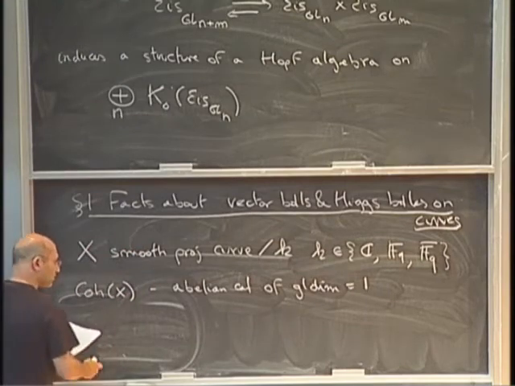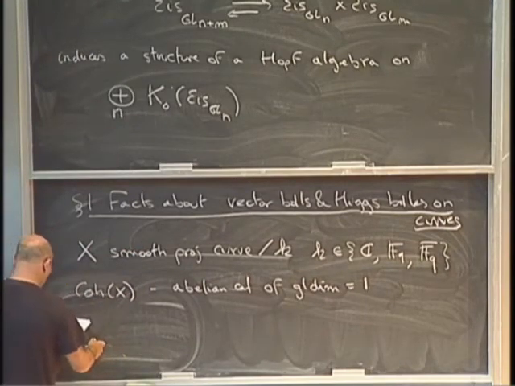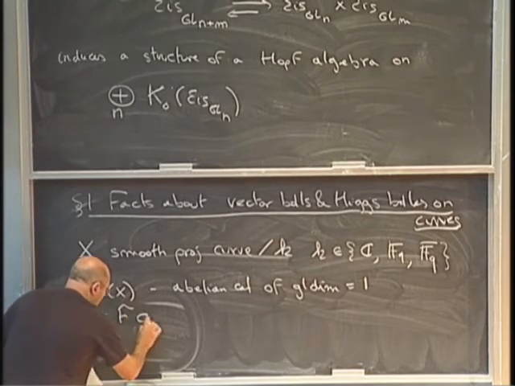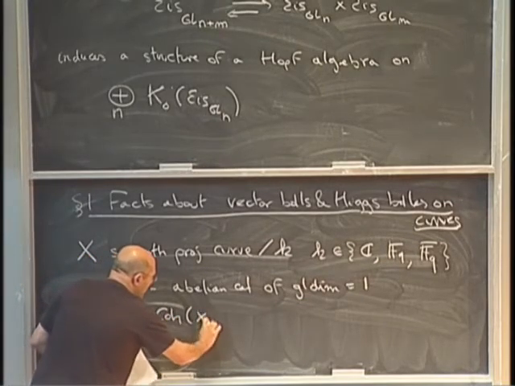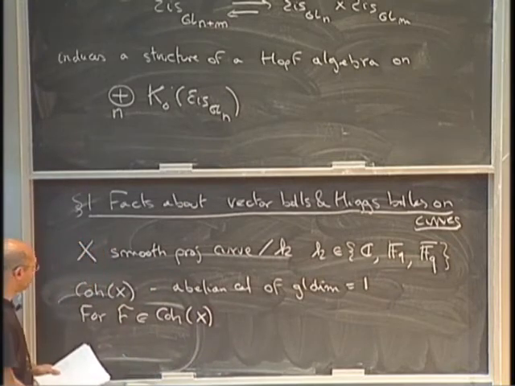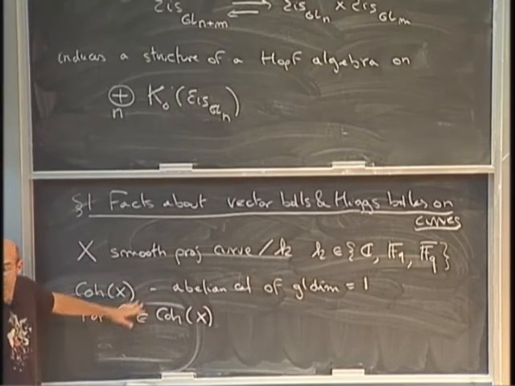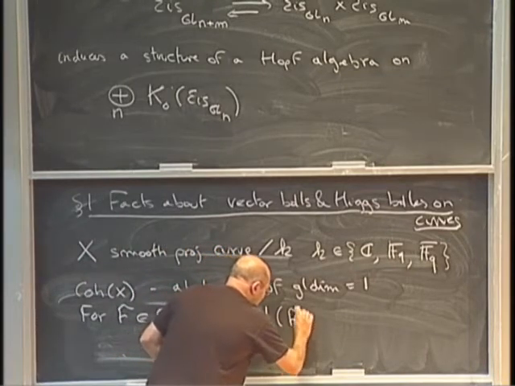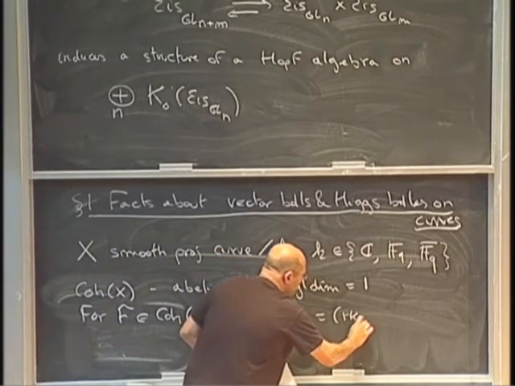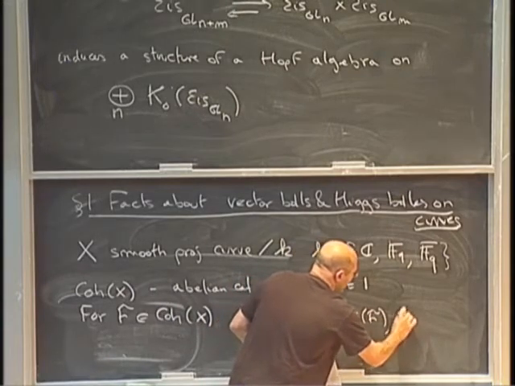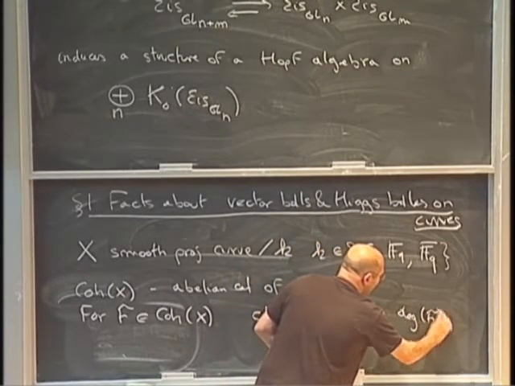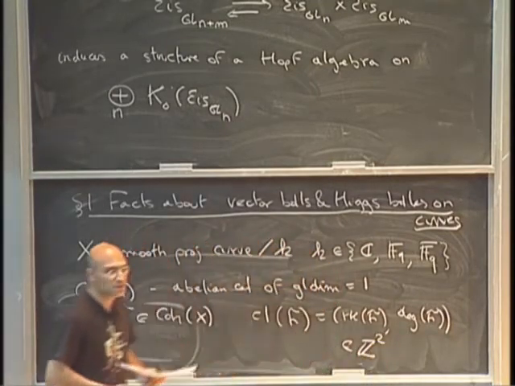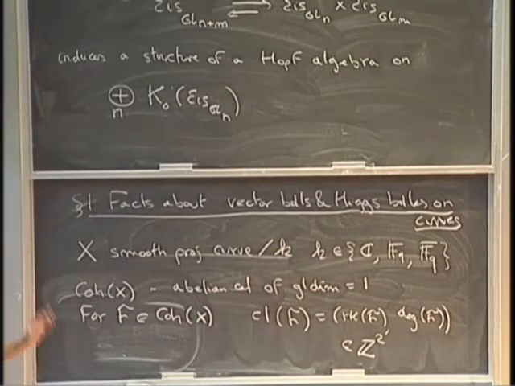And let me give just some notation. For F a coherent sheaf on X, I can consider its rank and its degree. And so I will put the class of F is the pair rank of F, degree of F. This is an element in Z^2, only lives in half of Z^2.